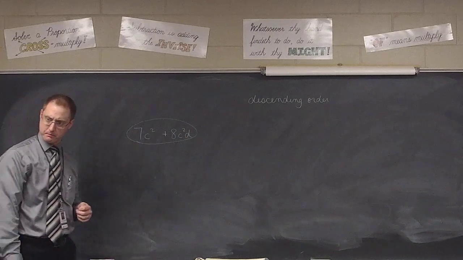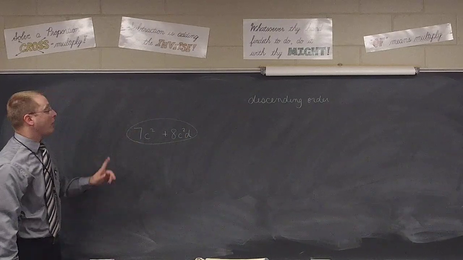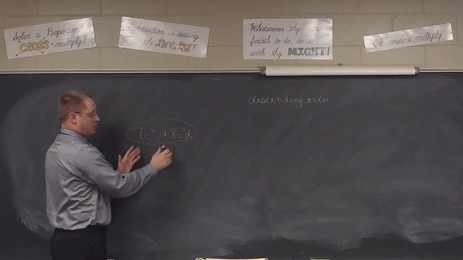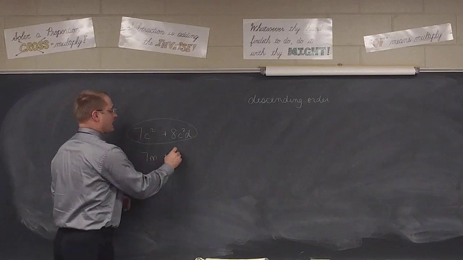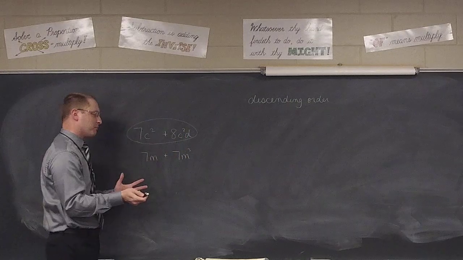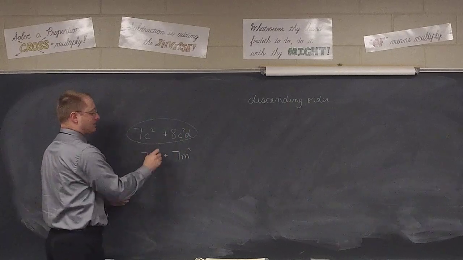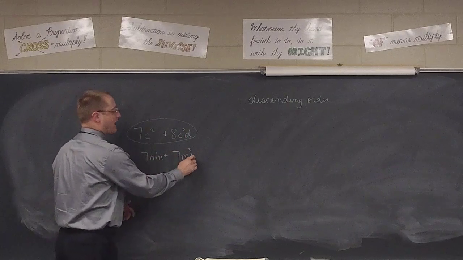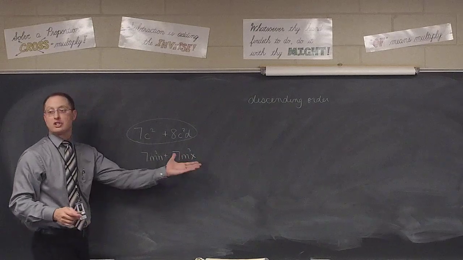Make sense? What about the 2c squared? Well, but they're not like to each other. It's like saying a 7m and a 7m cubed. Well, they both have m's. Well, yeah, but they're still not like. Or a 7m cubed n and a 7m cubed x. They're not like because the letters aren't exactly the same.